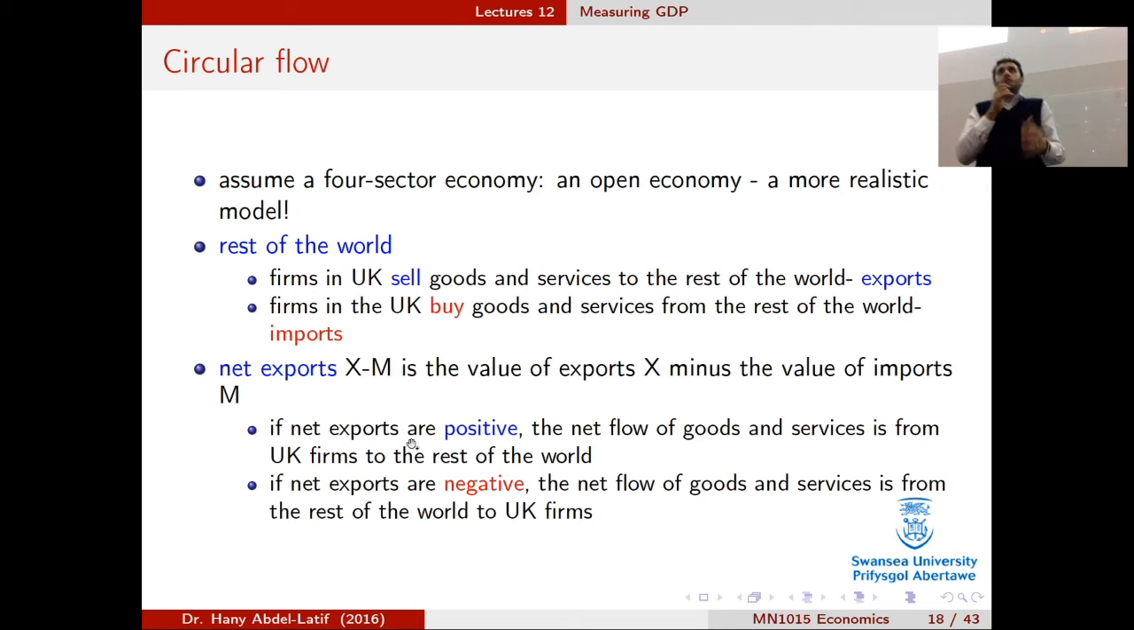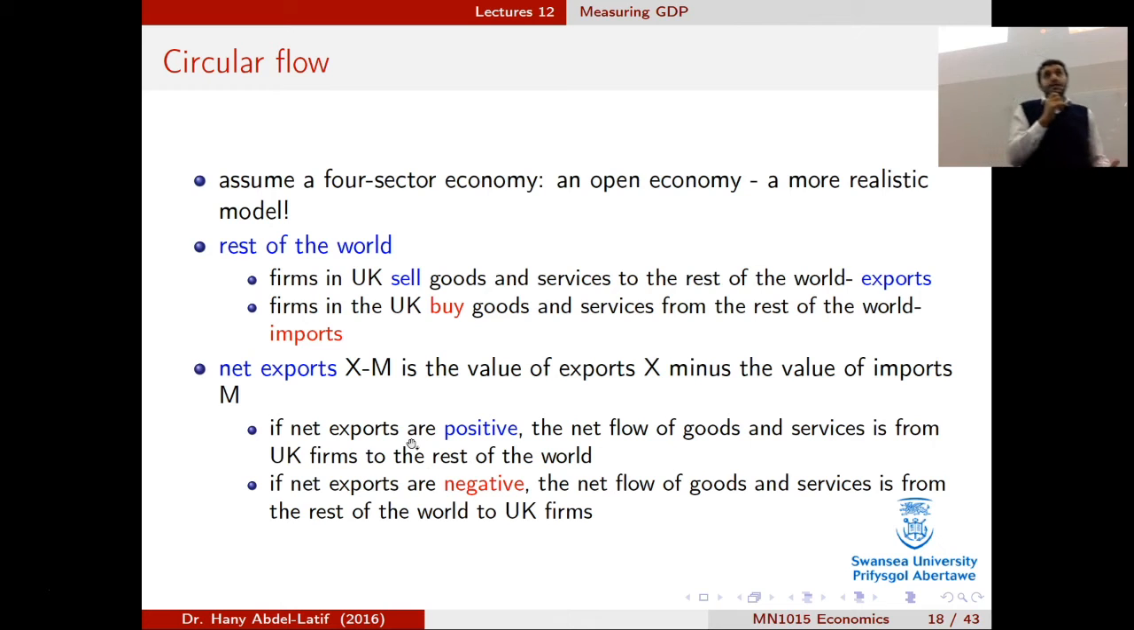So now we have a more realistic case, an economy with four sectors, which means we have households, firms, government, and the outside world. So what do we do with the outside world? You could sell goods and services to the outside world, and that's what we call exports. When you buy from them, these are imports.